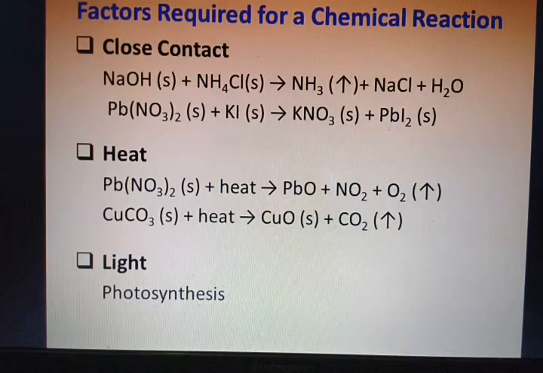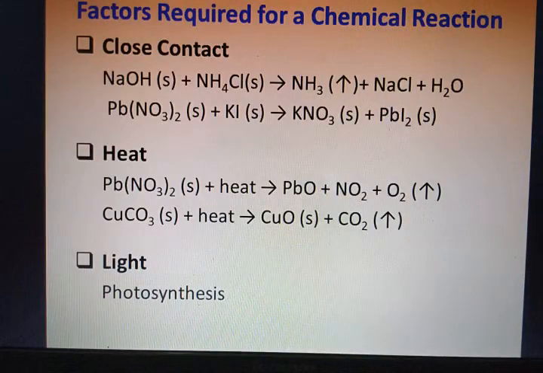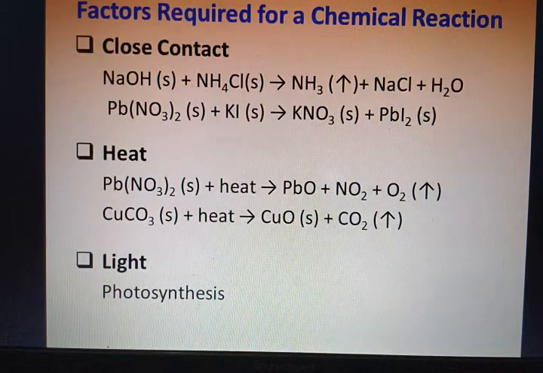The examples given: sodium hydroxide and ammonium chloride. If these two solids are mixed together properly, ammonia gas is evolved along with NaCl plus H2O. If you want, you can heat it, which will accelerate the reaction. Similarly, lead nitrate plus KI will give lead iodide and potassium nitrate. Clear? Coming to the next point, that is heat.